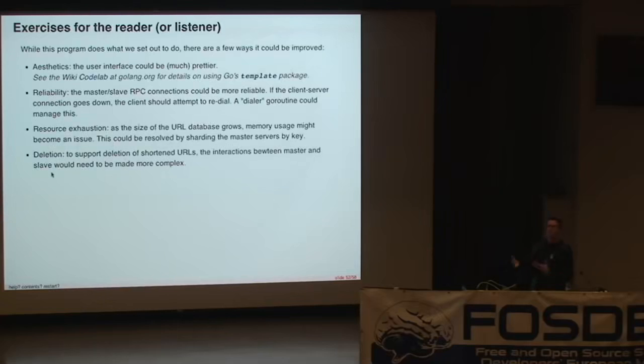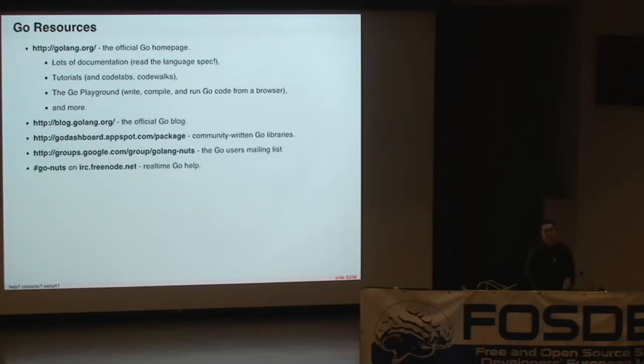And if you wanted to support deletion of URLs, that would complicate the interactions between the masters and the slaves, because the master would have to report that URLs have been deleted. But these are all exercises for the reader, and this code is all available in my GitHub repository, so you can check it out.